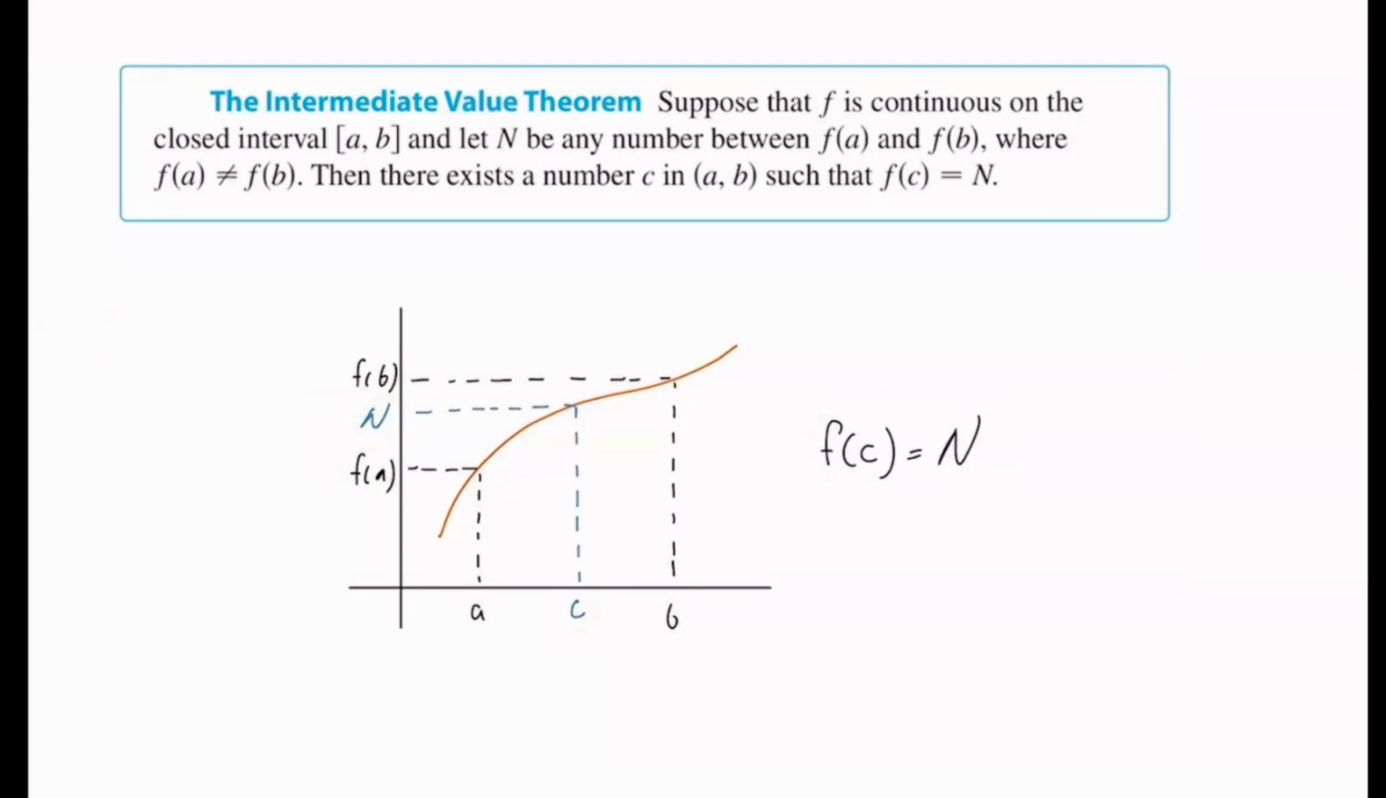Think of it this way. If a continuous function starts at one height and ends at a different height, it must pass through every height in between. Consider the equation x cubed minus 2x minus 1 equals 0. Does this equation have a solution on the interval from 1 to 2? Let's define f of x equals x cubed minus 2x minus 1 and use the intermediate value theorem.